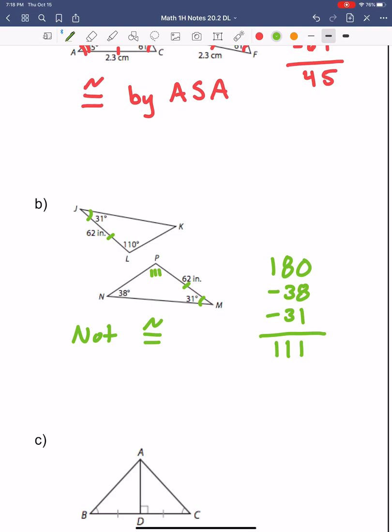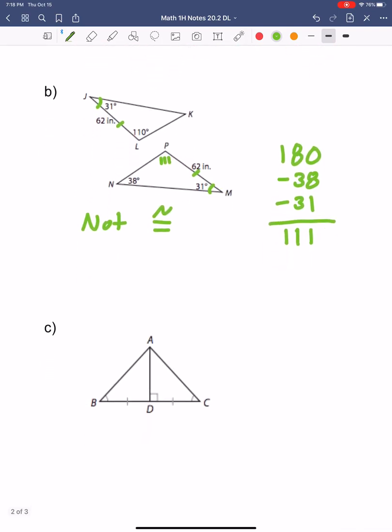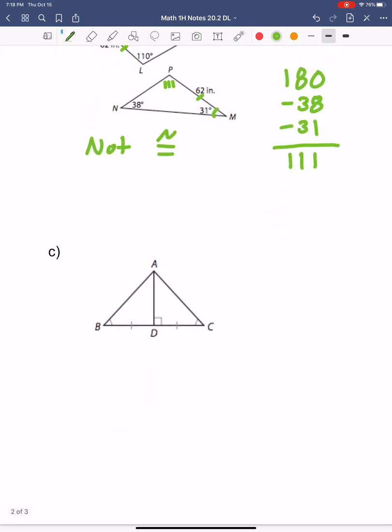All right, we'll keep it moving here down to letter C. Okay, for letter C, it's important to notice that we've got a right triangle here, right? We've got this triangle which is ADC, that's my right triangle. Okay, and then they've already given me some information here. They told me that angle B is congruent to angle C. They also told me that side BD is congruent to side CD. And then there's one more piece that we can infer here based on the setup that we have.